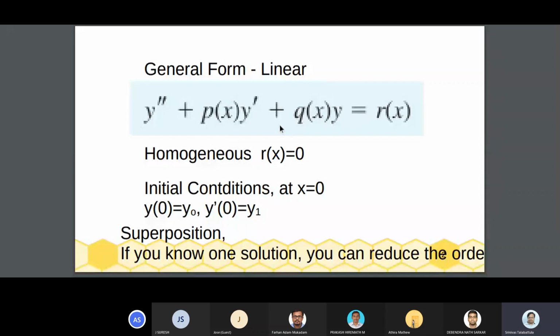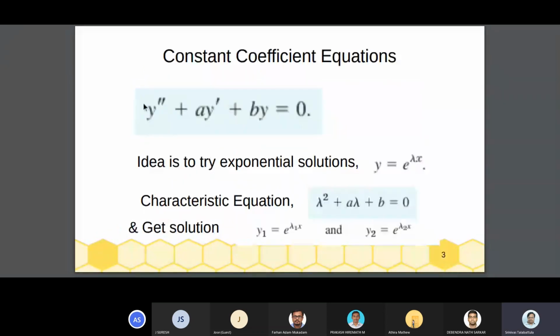And some solution including r of x is called the particular solution. So the total solution can be called the general solution for homogeneous plus the particular solution, or sometimes particular integral also. Okay, so let us look at how we solve the second order differential equation with constant coefficients.